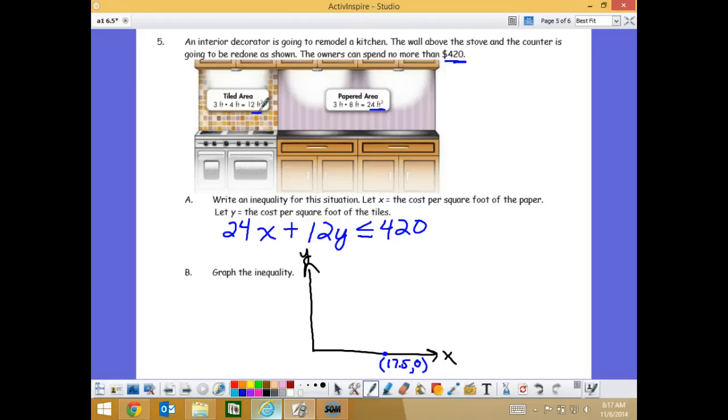Now, to find the y-intercept, we take out the x. We'll take 420 divided by 12, which would be 35. Which means that if they found wallpaper for free, then they could spend up to $35 on the tile, $35 per square foot. So that's going to be a solid line.